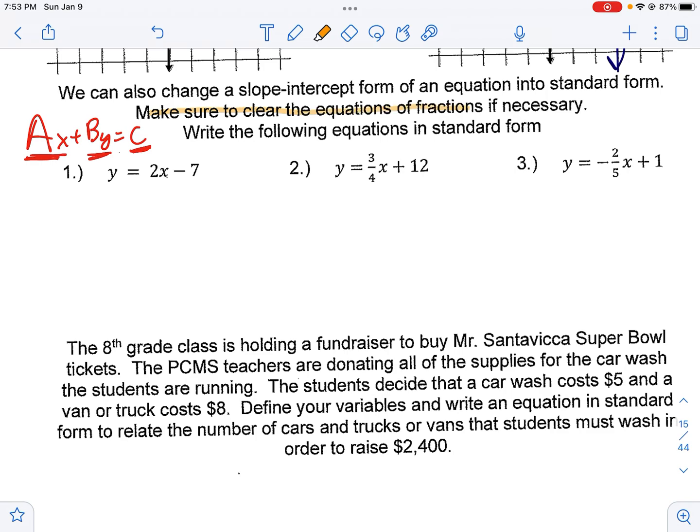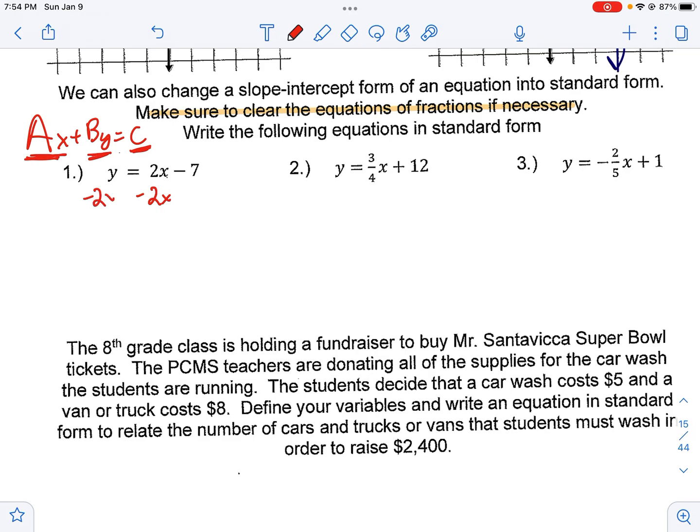It says right here, make sure to clear the equations of fractions if necessary. Okay, so when we have our ax plus by equals c, these numbers a and b have to be integers. We can't have any fractions. The same thing for c. C can't be a fraction either. In addition to that, we always have to make sure that our a value is positive whenever possible. So here we go.